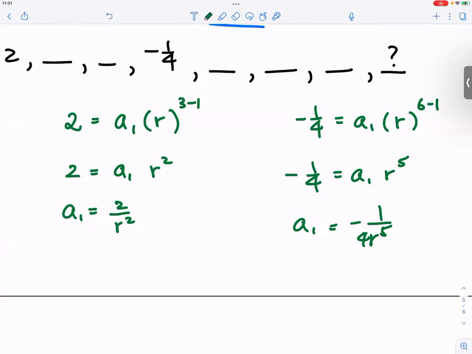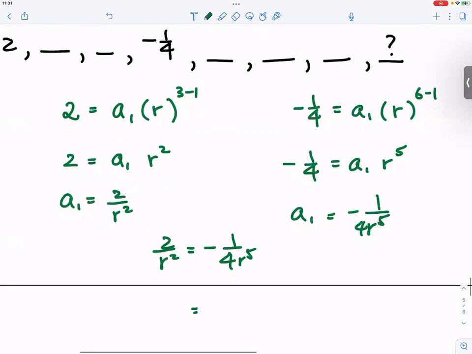Okay. Two equations, two unknowns. You can put them together. So you have 2 over R squared equal to negative 1 over 4R to the 5th power. There are multiple ways you can do this. You can do cross multiplication. I don't care how you do it. I just need to make sure that I can put all the R's together. So R to the 5th is going to be multiplied to the other side, and then the 2 is going to be divided to the other side.